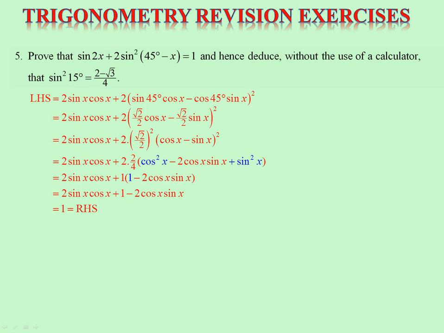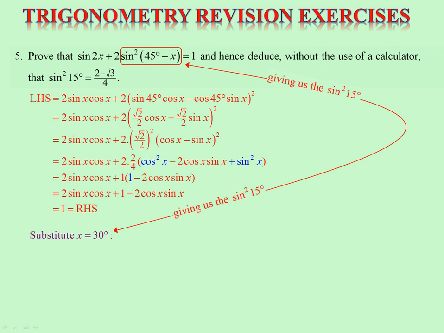Now, this next one, we have to show that sine squared 15 equals that. Hence, so we have to use this expression. So I say, well, how can we get sine squared 15 inside this expression? Well, look here. If we substitute x equals 30, then we'll have sine squared of 45 minus x, which is 15. I'll have to have put 30 there as well. So there we are. There's my substitution.